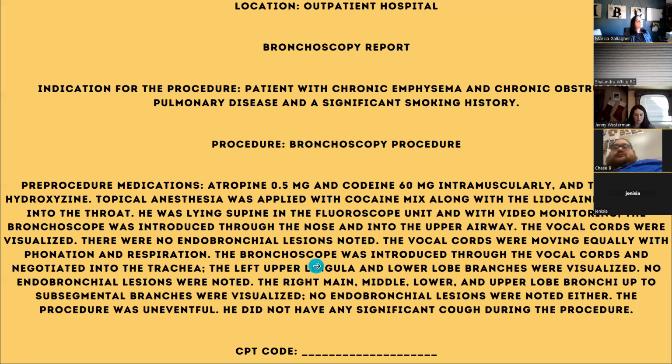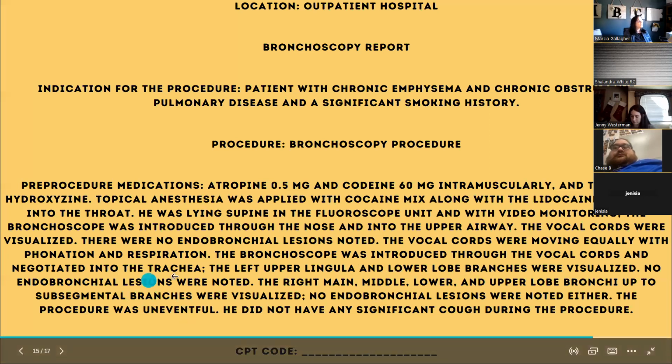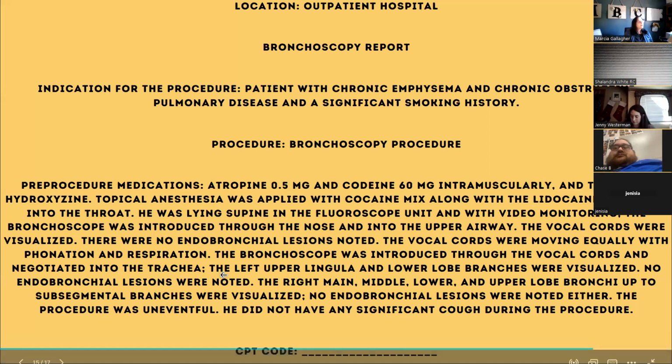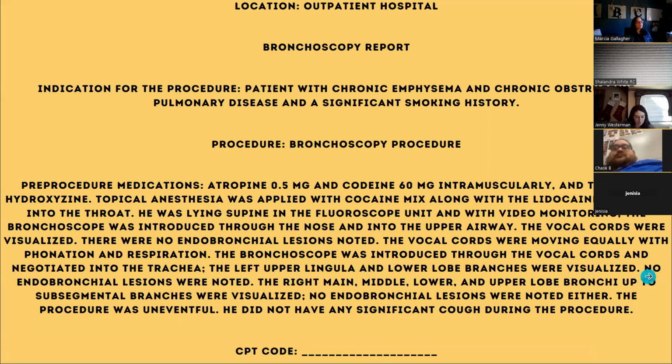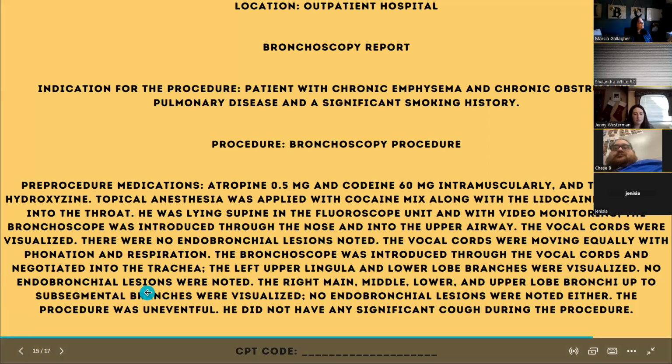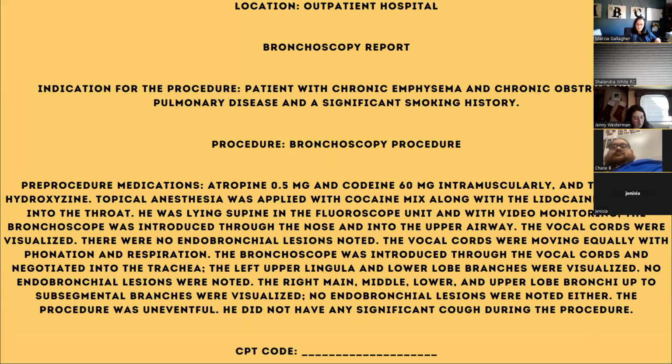The vocal cords were moving equally with phonation and respiration. The bronchoscope was introduced through the vocal cords and negotiated into the trachea. And all the way through here, and were visualized. No endotracheal lesions were noted. The right main, middle, lower, upper lobe bronchi. Boy, they just went all over the place, didn't they? They checked out everything. He did not have any significant cough during the procedure. So what did we actually do? We did a bronchoscopy. So we're going to look up bronchoscopy, right?